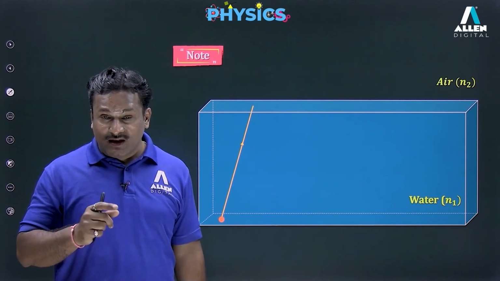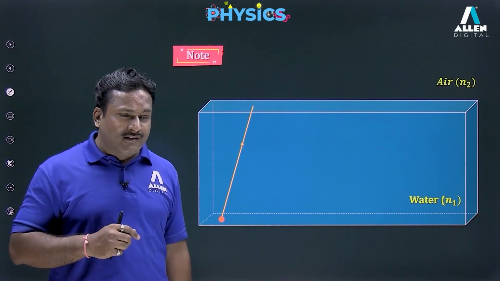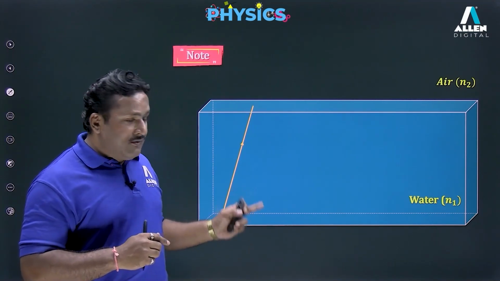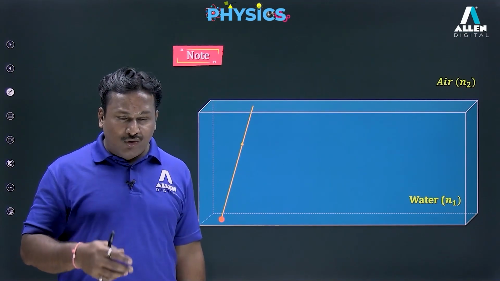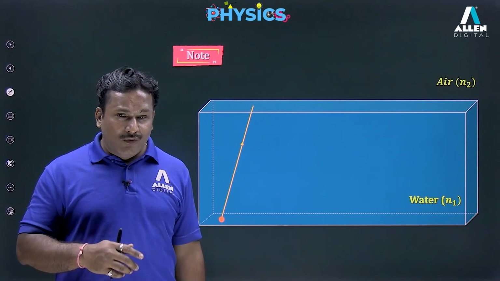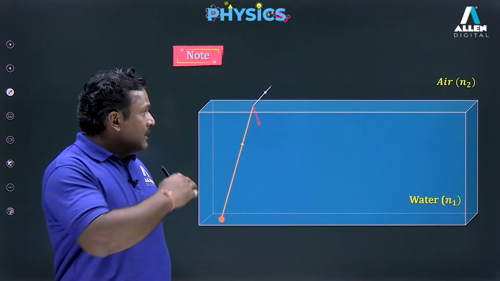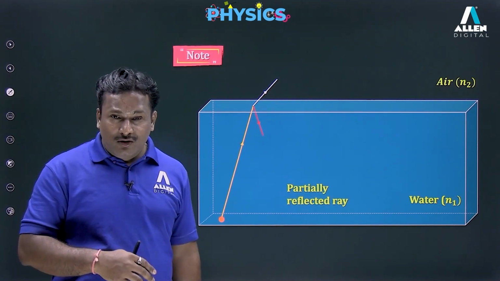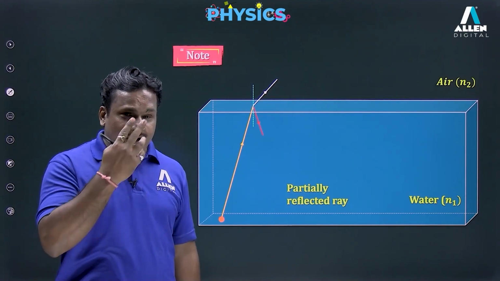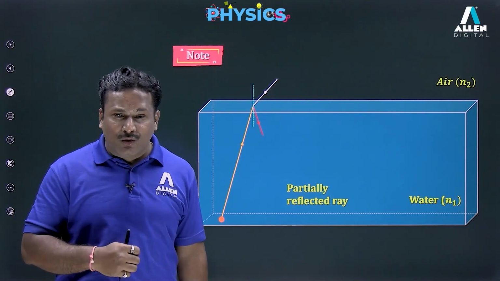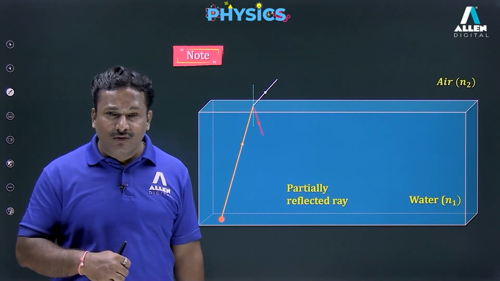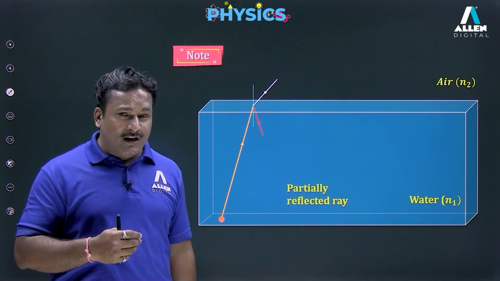Now listen very carefully. The thing we discussed in the very beginning: whenever a ray of light goes from one medium to another, three things can take place. First thing is what? Refraction, bending. Then reflection, and the third thing is absorption. Correct? Three things may take place.